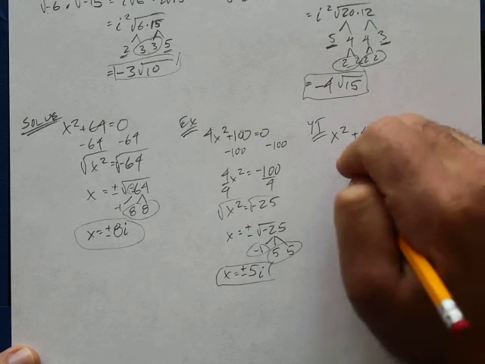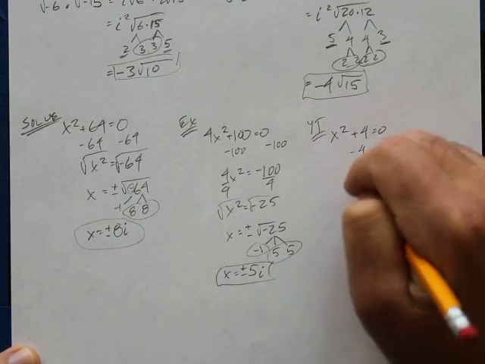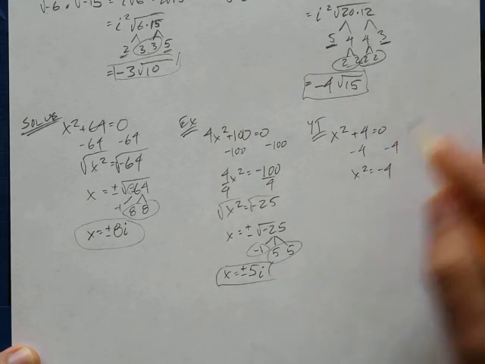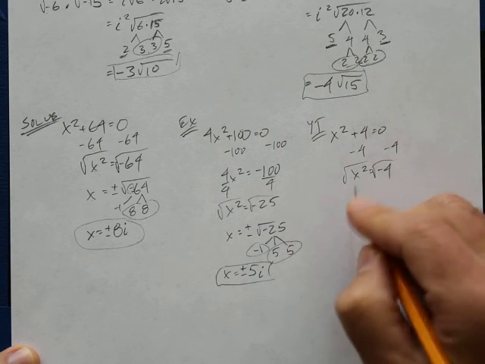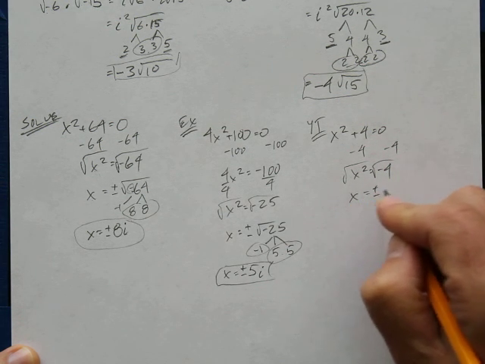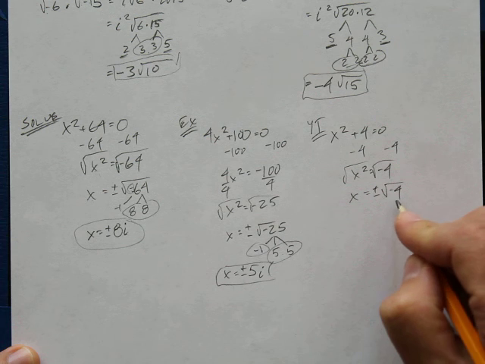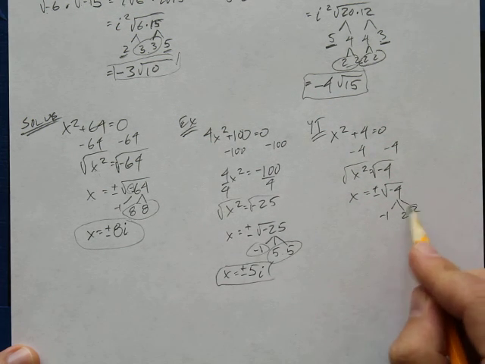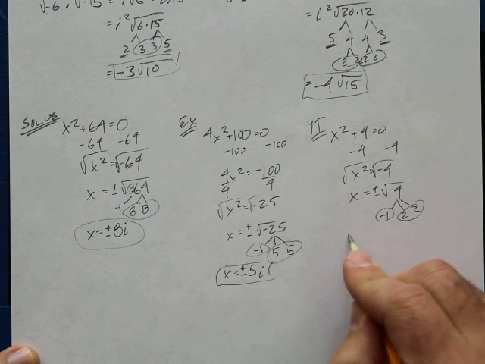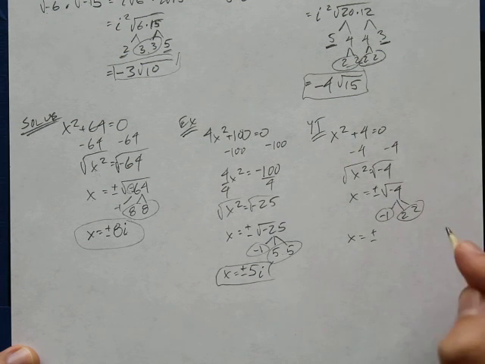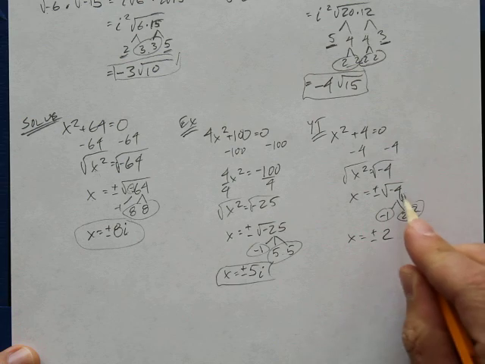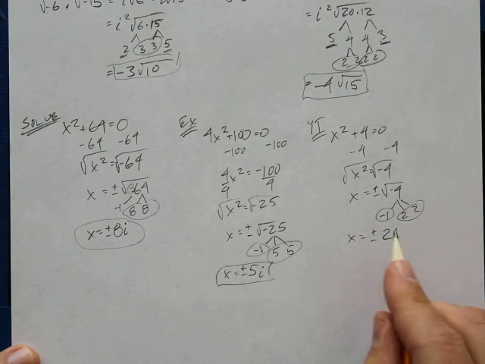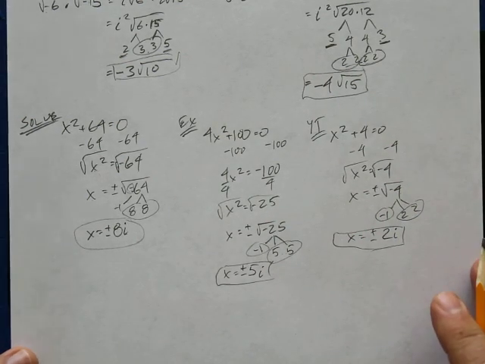Let's see how you did. Subtract 4 from both sides. x squared equals negative 4. Take the square root of both sides. I've got x equals plus or minus the square root of negative 4. Negative 4 is negative 1 times 2 times 2. These come out. And I've got x equals plus or minus 2, which is the square root of 4, times i, which is the square root of negative 1.